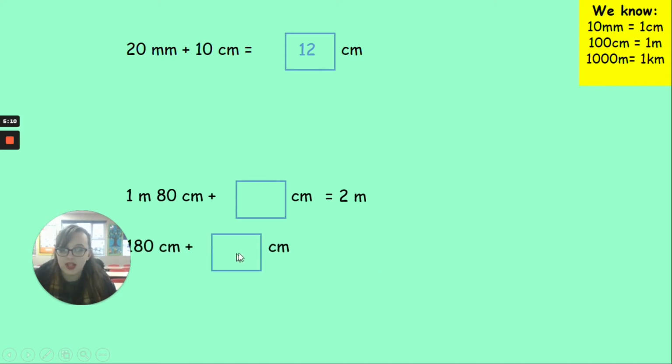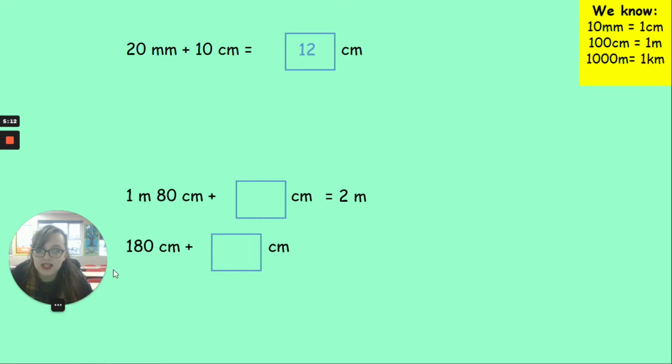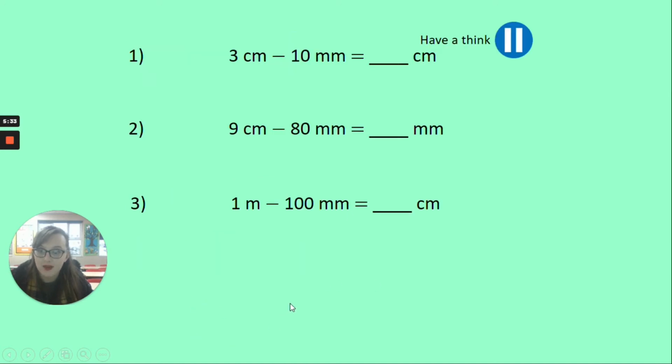Now I just need to work out what's missing. 180 centimetres add something is going to give me 2 metres. I could do subtraction to find out the answer. I could count on in my head, I could count on in tens, lots of different ways to do it, but all of them will give me the same answer. 180 centimetres add 20 centimetres will give me 200 centimetres, which is my 2 metres there.